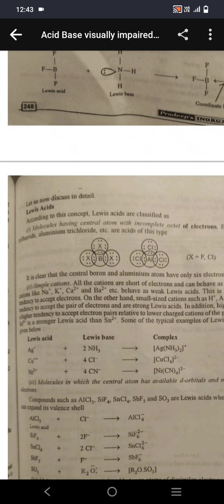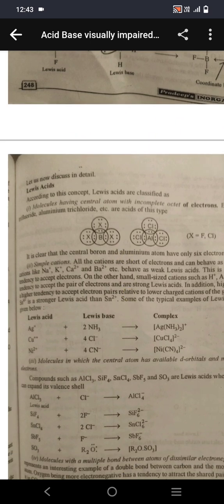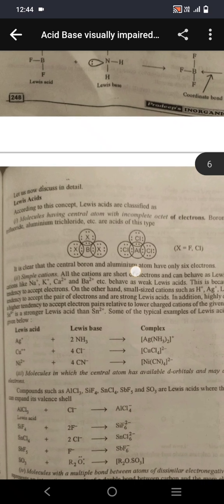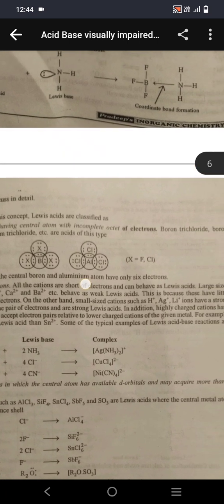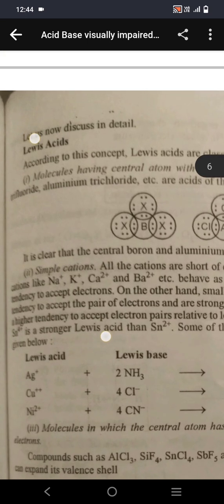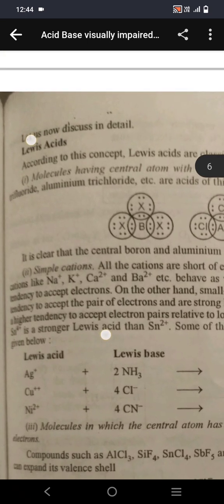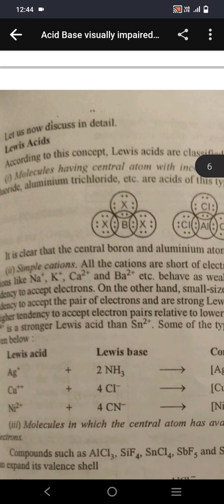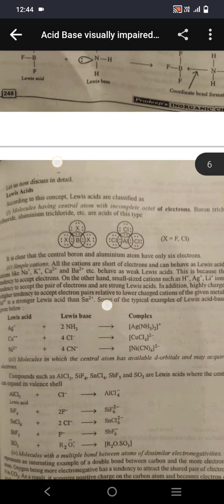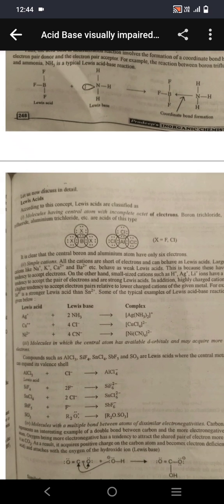Let us now discuss Lewis acids in detail. According to this concept, Lewis acids are classified as follows. First statement: molecules having a central atom with an incomplete octet of electrons. Boron trichloride, boron fluoride, aluminum trifluoride, etc. are acids of this type. It is clear that the central boron and aluminum atoms have only 6 electrons.